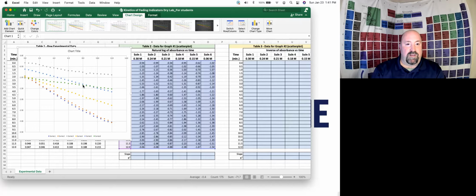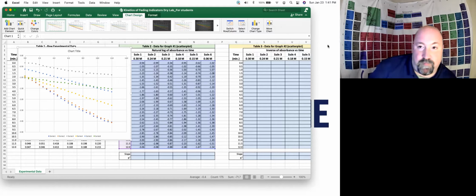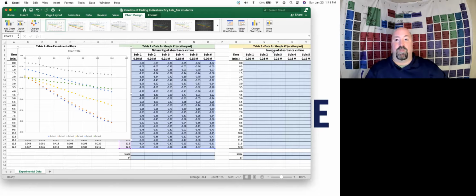So I've got all 6. So I've got 1, 2, 3, 4, 5, 6 graphs here that are all just solutions 1 through 6 on the y-axis versus time on my x-axis. And so you're going to do that same thing for also the inverse, for the one over absorbance versus time. But then you're going to need to be able to start to compare what those slopes and R² values are.